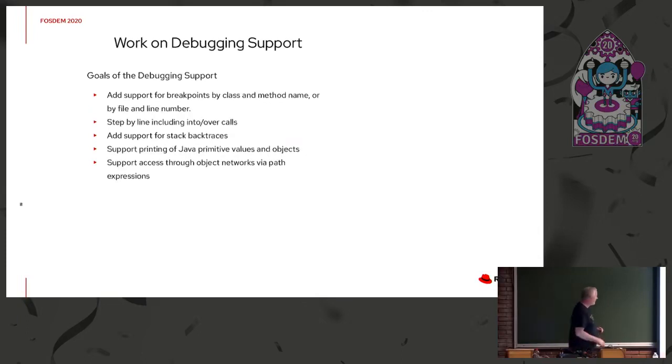The debug support, we had a fairly simple set of capabilities we thought would be enough to debug problems. Breakpoints by method name, breakpoints by file and line number, the ability to step when you reach a breakpoint line by line, stepping into a row of functions, backtraces. We'd like to print objects field by field if we can, and we'd like to use path expressions to dereference through objects and pick values out using a sort of field access and so on. So that's the sort of capability we really wanted to add.